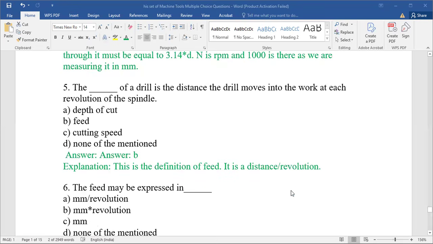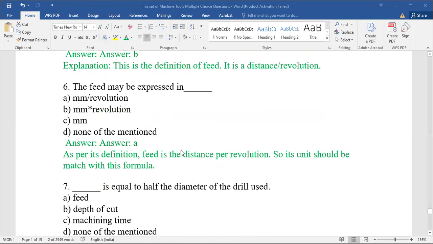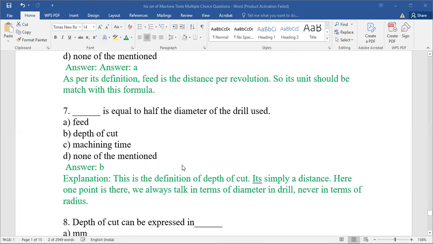Fifth one: the distance the drill moves into the work at each revolution of the spindle. A. Depth of cut. B. Feed. Cutting speed. None of the mentioned. B is the correct answer, feed. This is the definition of feed. It is the distance per revolution. The feed may be expressed in mm per revolution, mm into revolution, none of the mentioned. As per the definition, feed is the distance per revolution.